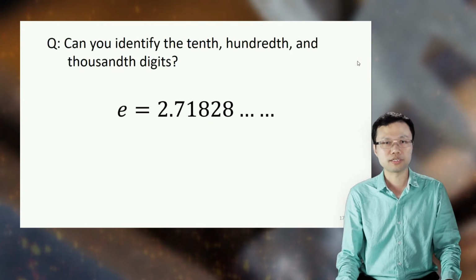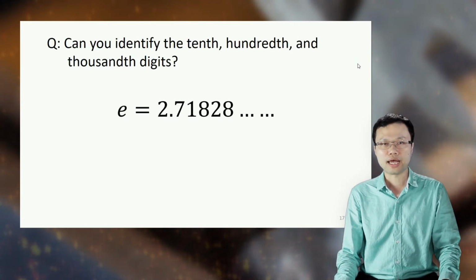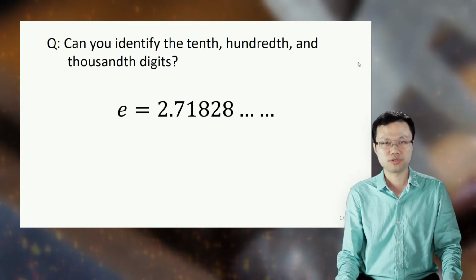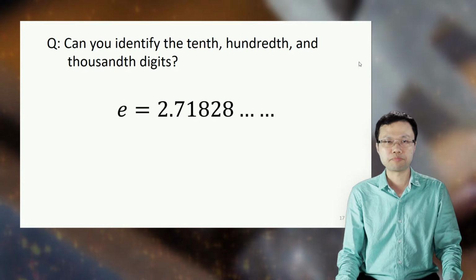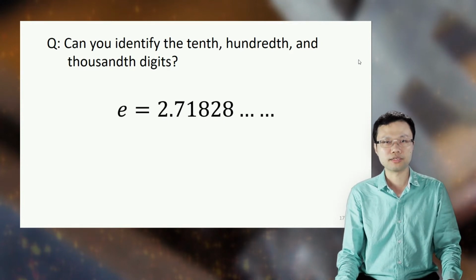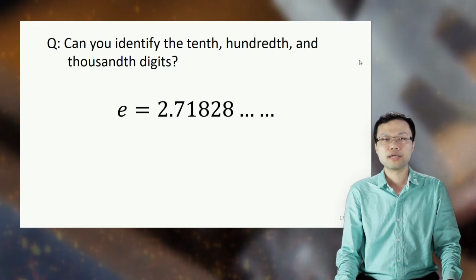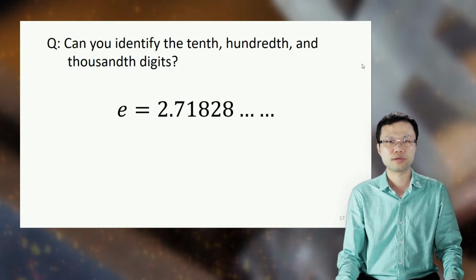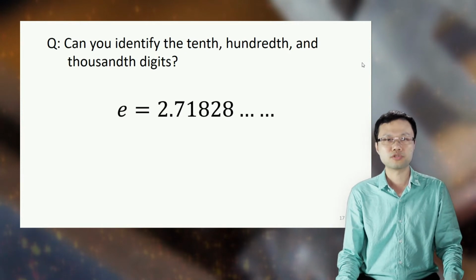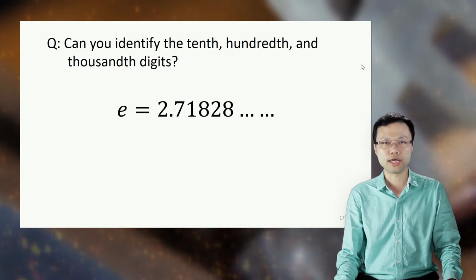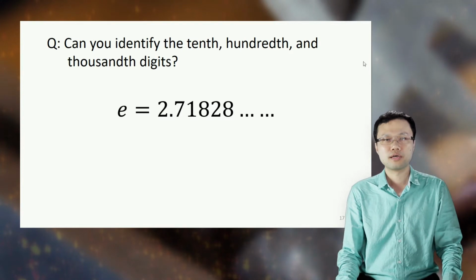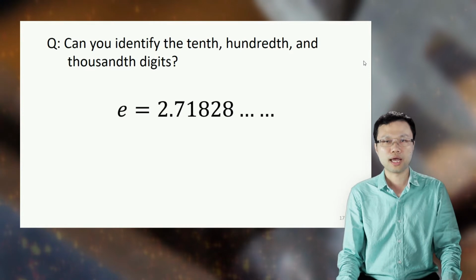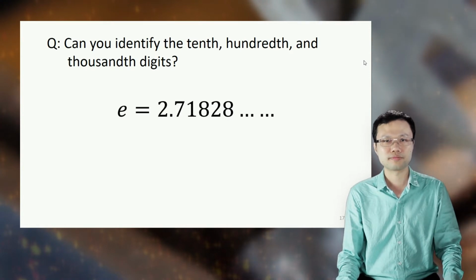To complete the topic of decimal numbers, let's answer this question. Here is another natural constant, which is called the Euler number, symbolized by e. It is related to the behavior of continuous growth. The value of e is 2.1828 and so on. Now, can you find out what the tenths, hundredths, and thousandths digits are?